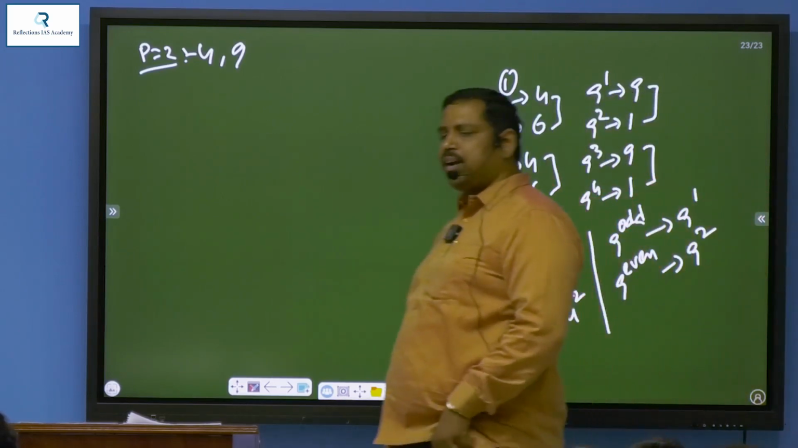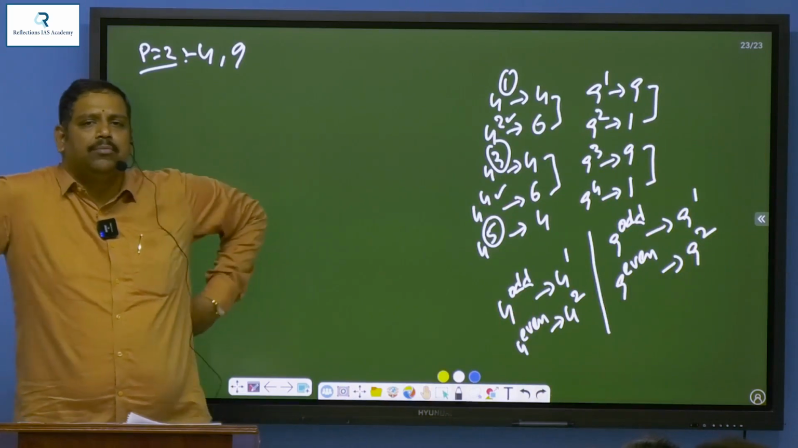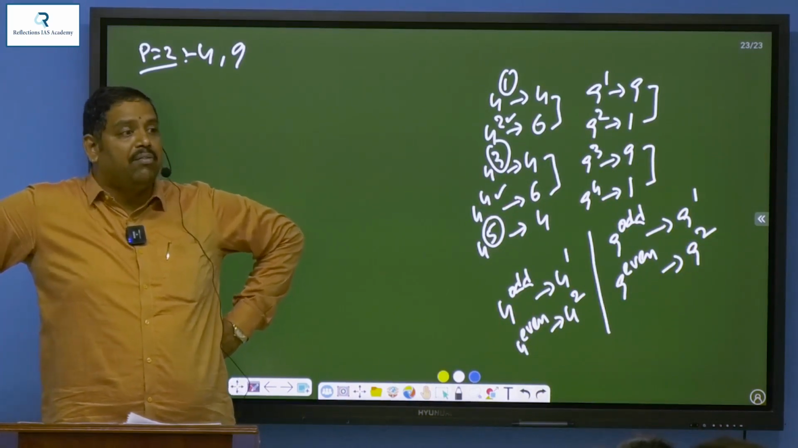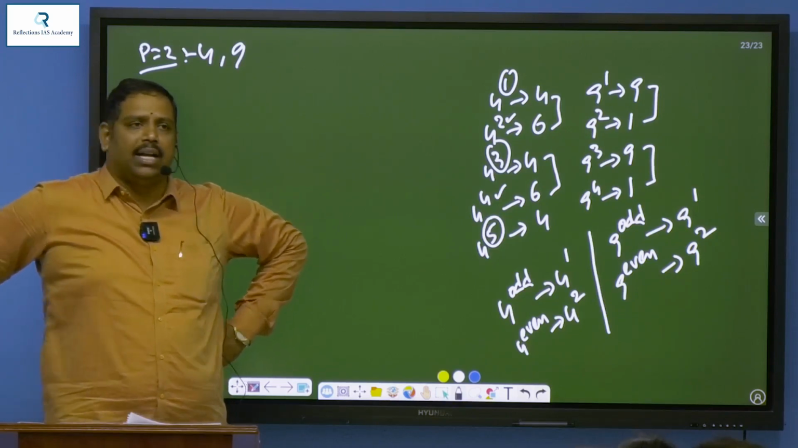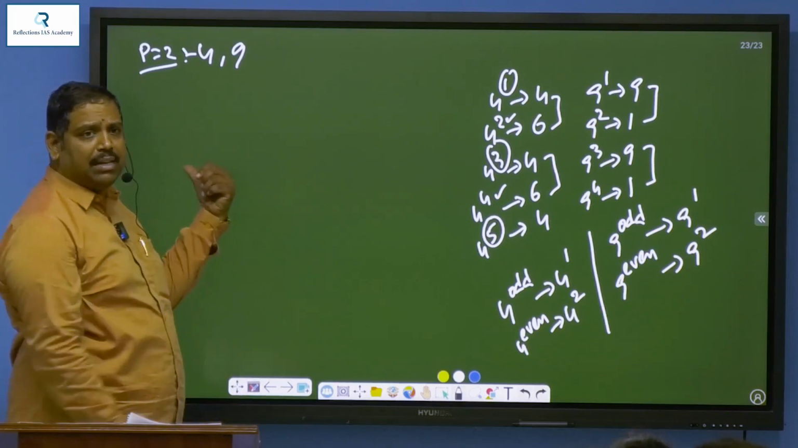Okay. Means for the base with units places of 4 and 9, it will depend upon whether the power is even or odd. Don't say odd and even, say power even or odd. Okay. Right. Good. Are they clear for you? Can I give some examples?